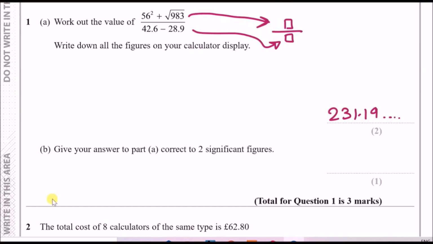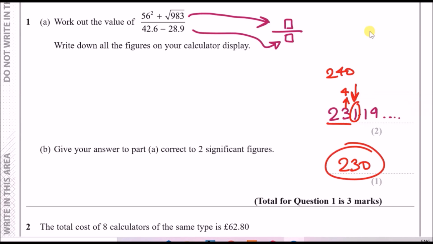Now for part B, it says give your answer to part A correct to 2 sig figs. Now what this means is that we just care about looking at the first two digits, so I'm talking about the 2 and the 3 part. Now if you look at this one, this means we always do the decider on the digit afterwards, in other words the third digit. So because 1 is less than 5, this means we round 231 to 230, so you round down. If it was 5 or more, we'll round a 3 up to a 4, and this would have become 240. In this case we stick with 230.